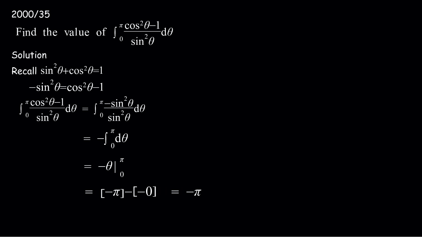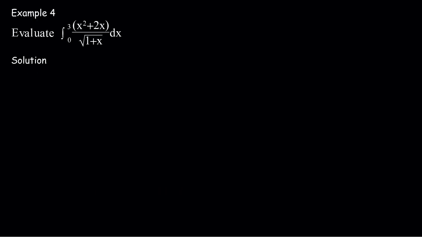which should be equal to minus pi. Our next question states: evaluate the integral of s squared plus 2s divided by the square root of 1 plus s ds. Now we are going to be integrating this using integration by substitution, and we are going to be using the substitution u is equal to the square root of 1 plus s. Now let u be equal to the square root of 1 plus s.